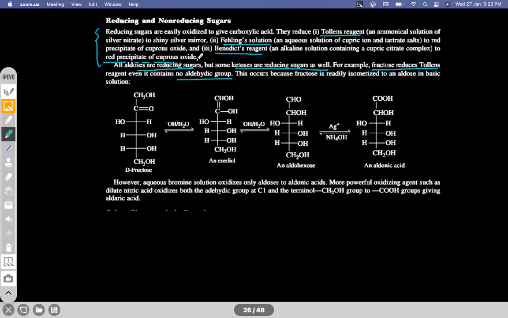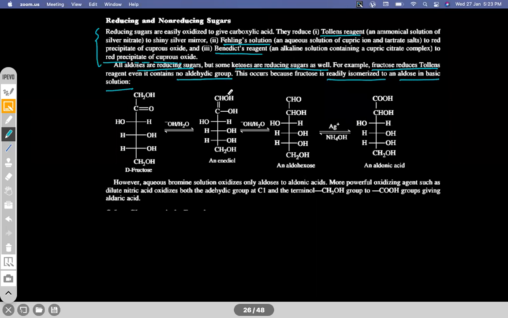We know the reason, the tautomerism and all the mechanism we have, but fructose has the functional group that is ketone. Still, it can reduce Tollens reagent. We already know aldehyde can reduce Tollens reagent, but fructose can do so because of that equilibrium. We'll discuss that later. This occurs because fructose is readily isomerized to an aldose in basic solution. This is the example given over here. It is fructose, C double bond O, right? It tautomerizes to this, and then again this converts into this molecule, CHO, the double bond comes over here and H will go onto this carbon atom.